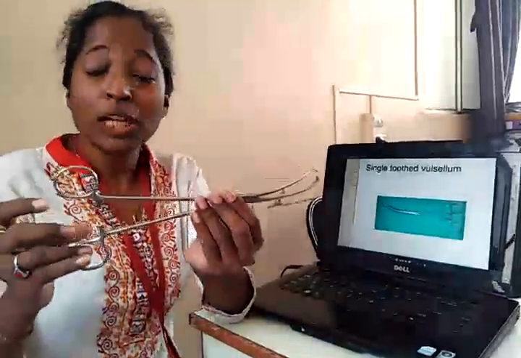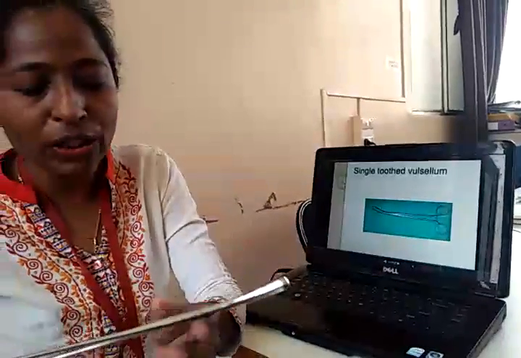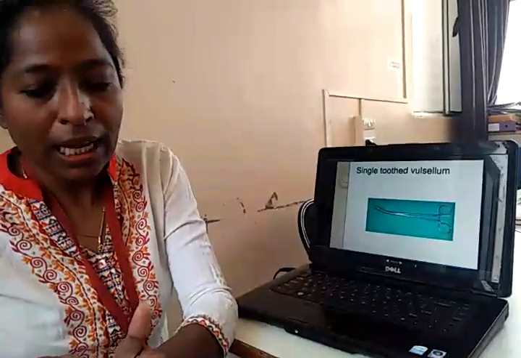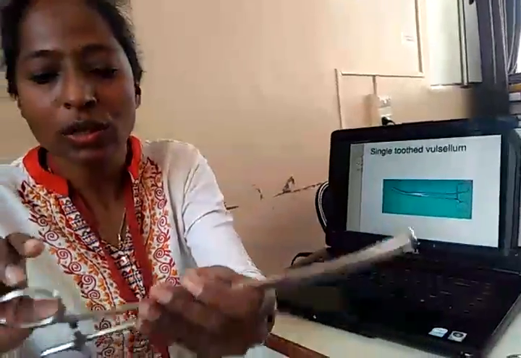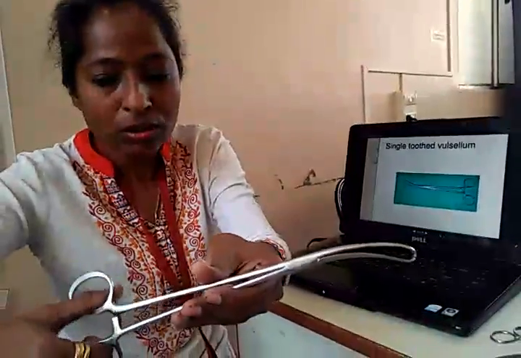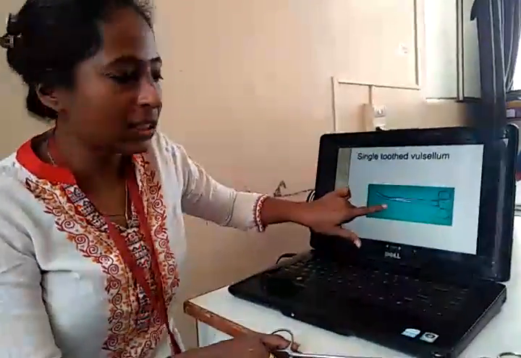So the next instrument we are going to see is the single tooth vulsellum. What are the parts of it? It consists of the shaft. The anterior part is the curved one with serrations. Just see the serrations with the catch holder. This is the catch holder. The shaft is the long one. That is what we see in this diagram.